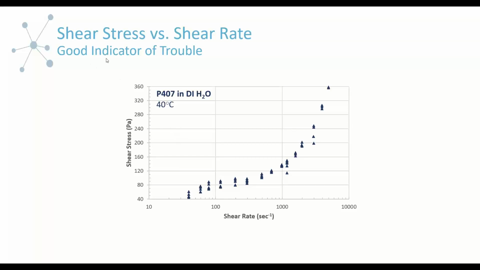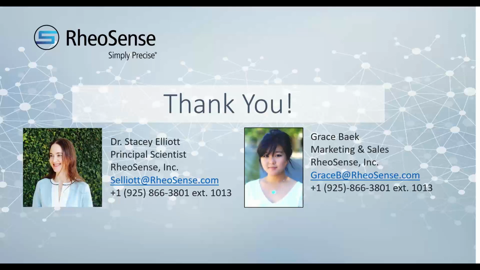So if you want to look at shear stress and shear rate as an indicator of things happening, and if there's something strange going on, look for either a decrease in shear stress as a function of shear rate or an independence of the shear stress on shear rate. These are signs that there's some kind of problem going on there. So I think we will stop it there and see if we have any questions.